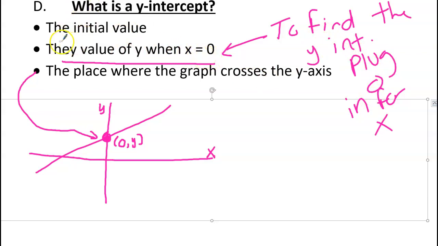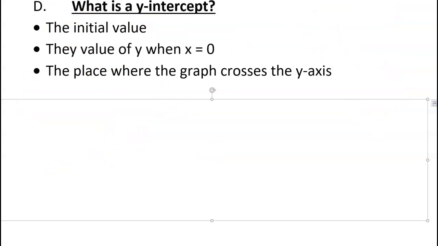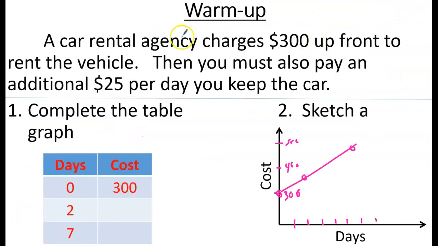Now, the initial value. I think a good way of talking about that would be to revisit our warm-up for a second. So let's go back to our warm-up for a minute. So when we were talking about this car rental agency, you can see this is our y-intercept, it's the 300. But if you guys remember from our word problem, that's the amount of money they charged us up front before we even kept the car at all. So in other words, before the story even begins, we already owe $300. That's the starting amount of money. So another word for starting is the initial amount.